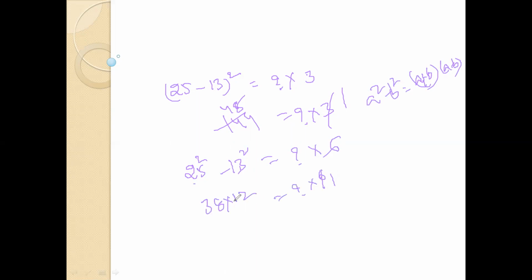6 1 ja, 6 2 ja. 38 into 2 is 76. So 76 is the answer of this one. For which problem do you get 91? 5 and 7. Check that answer. Okay, 76 is the correct answer. So this is another type.